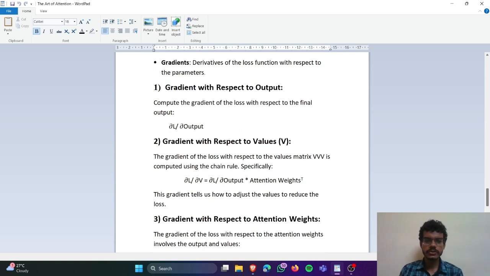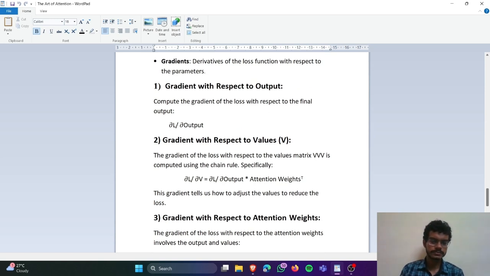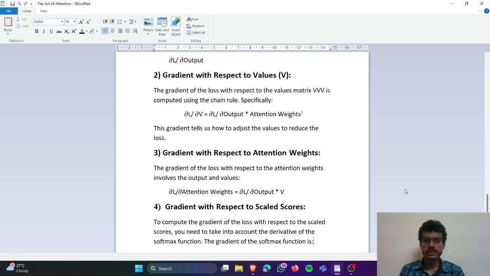So firstly, you have to take the gradient with respect to output. So that is dL by d output. Now you have to calculate the gradient with respect to values. This can be easily calculated using the chain rule. We already have del L by del output. Now you have to calculate del L by del V. So you have to multiply del L by del output into attention weights. You can see I have used transpose here because you have to do a dot product. So in matrix form, when you have to do a dot product, you have to apply transpose. That is how it is.